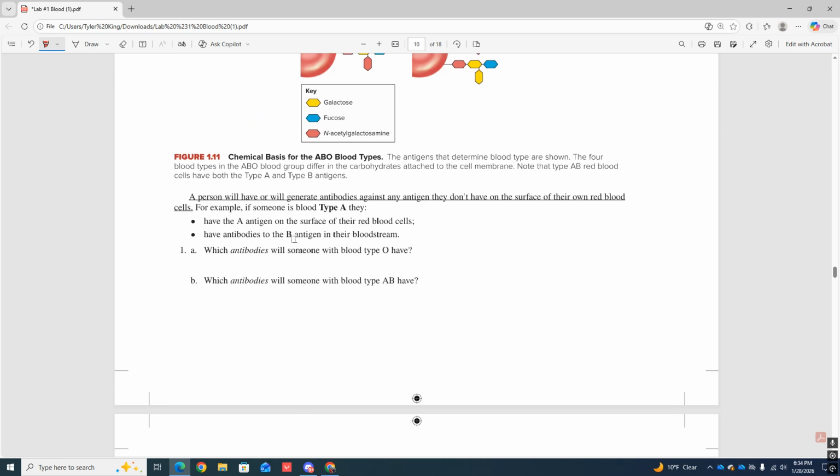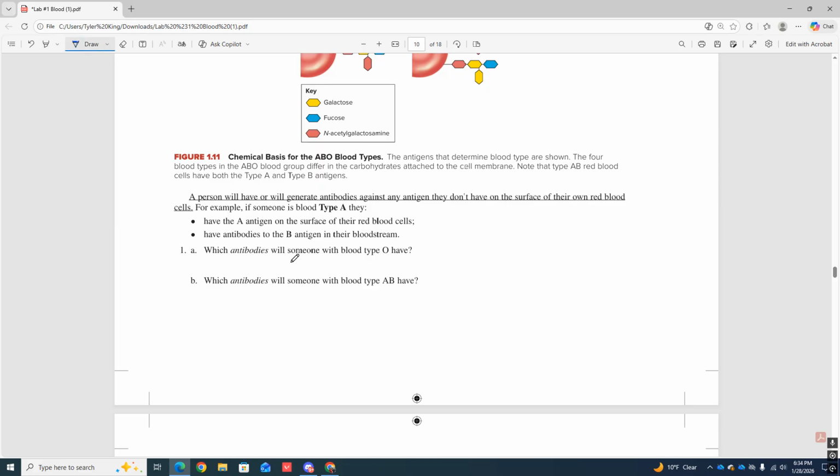So for example, a person will generate antibodies against any antigen they don't have on the surface of their own blood. If someone is type A blood, they will have the A antigen, the A flag. But they'll have the antibodies to the B antigen. Their military will be designed to fight against the B antigen, the B blood type.